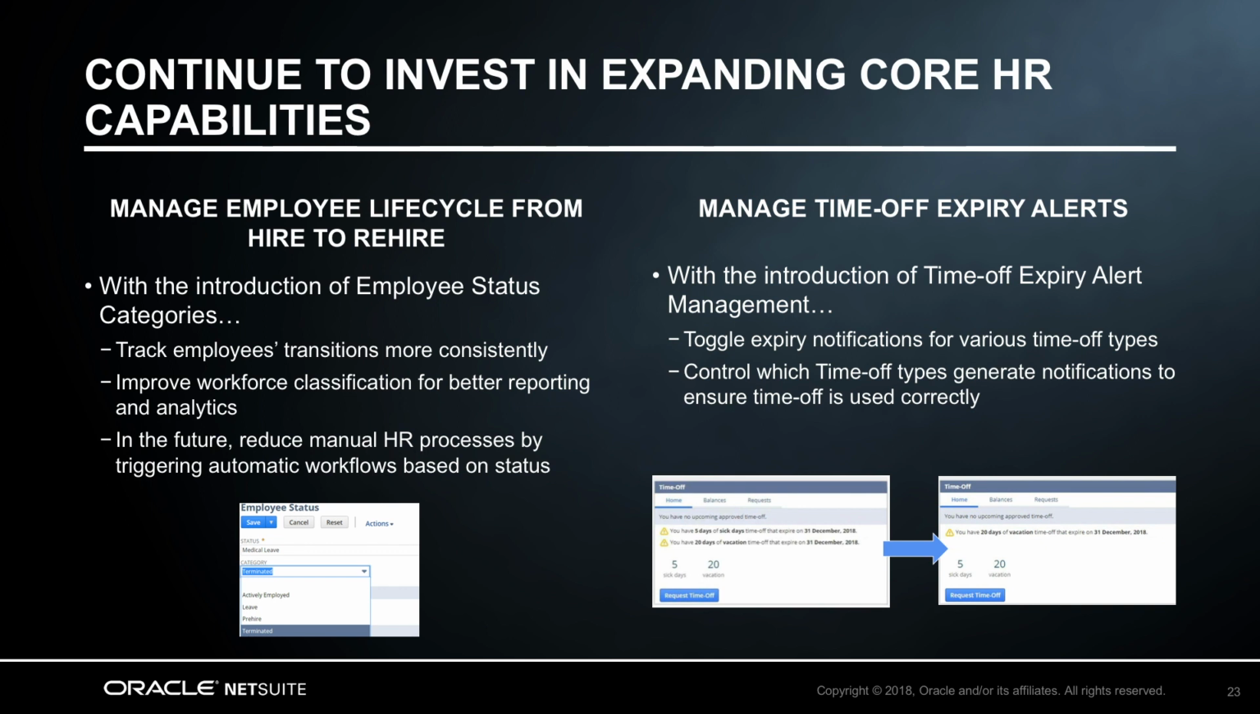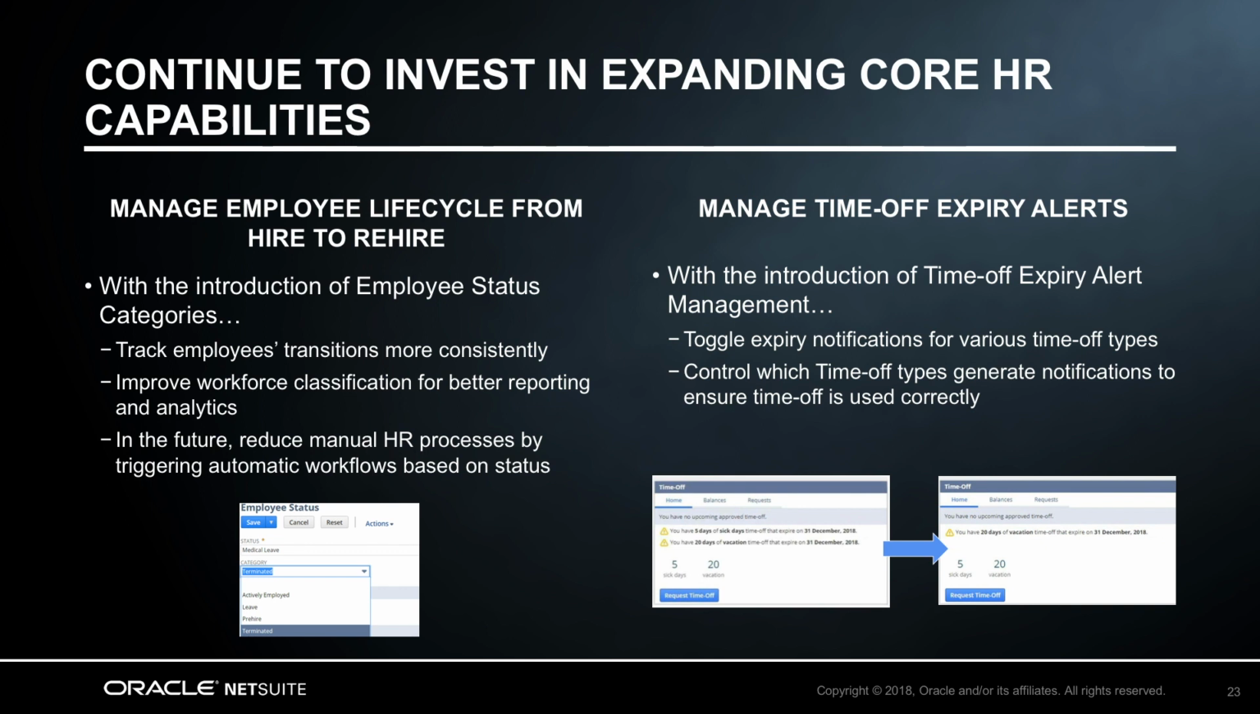Previously, there was no standardized way to track the transitions an employee has as they move through the stages of their employee lifecycle. However, with the introduction of employee status categories in the 19.1 release, such as pre-hire and active, NetSuite will be able to track employee transitions with improved consistency to create better reports and analytics to help you understand your workforce. Most importantly, the introduction of employee status categories allows the organization to come to alignment on the definition of an active employee.